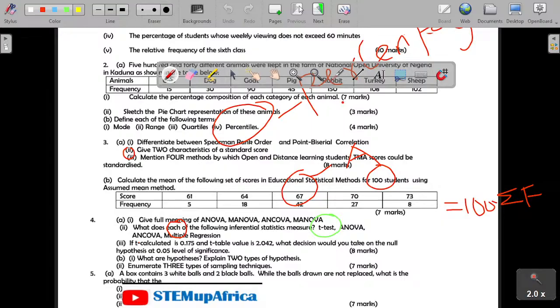We also have the alternative hypothesis. The alternative says there is a significant difference between boys and girls when it comes to mathematics. But now they are using the null hypothesis, which means there is no difference at all in the performance of boys and girls in mathematics. So the conclusion we can draw from here, with t calculated and t table, at the level of significance of 0.05, what decision can you make?